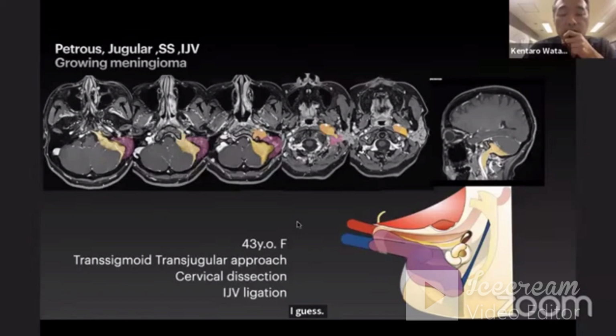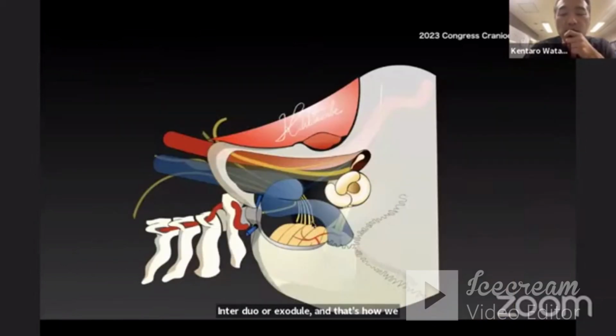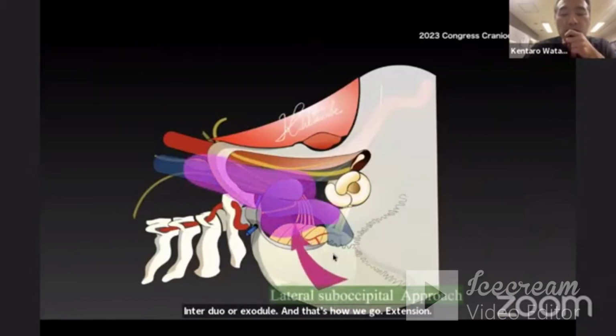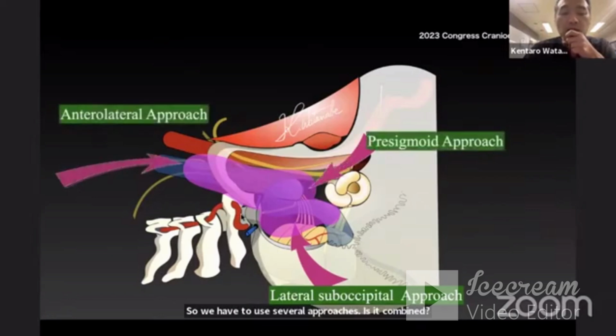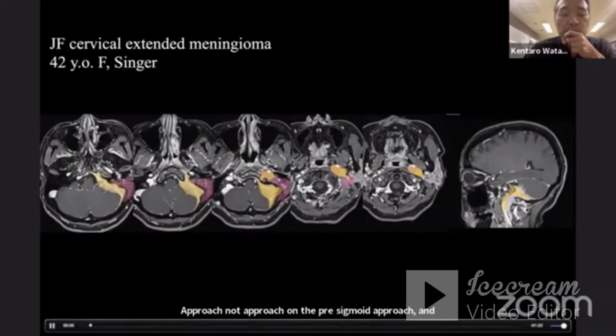So this is the last case, the biggest case, where the tumor has invaded all the way, intradural or extradural, with cervical extension. So we have to use several approaches. It's a combined approach: lateral suboccipital approach, pre-sigmoid approach, and anterolateral approach.